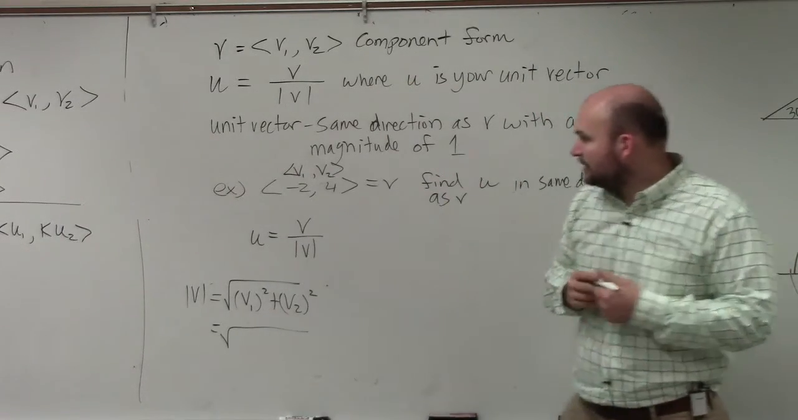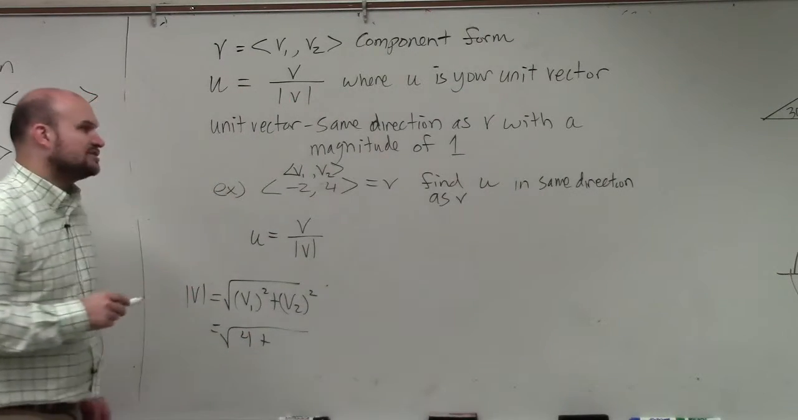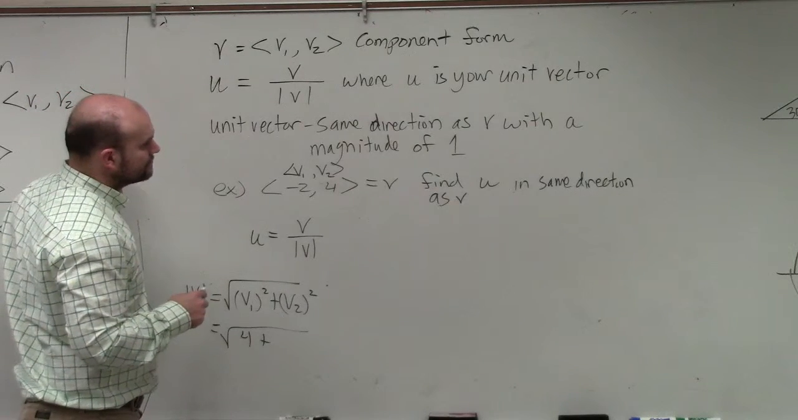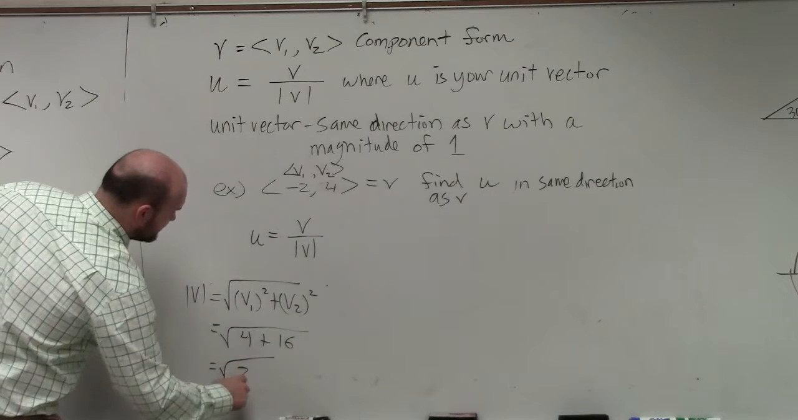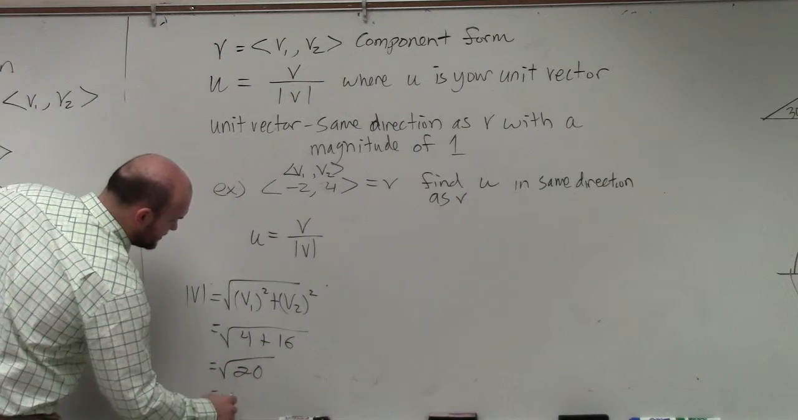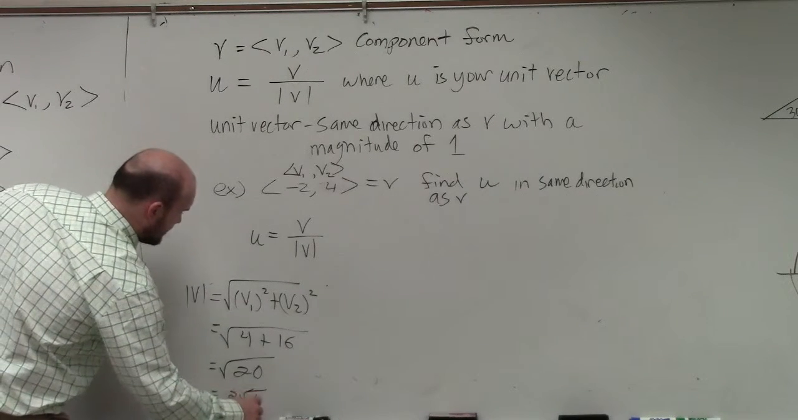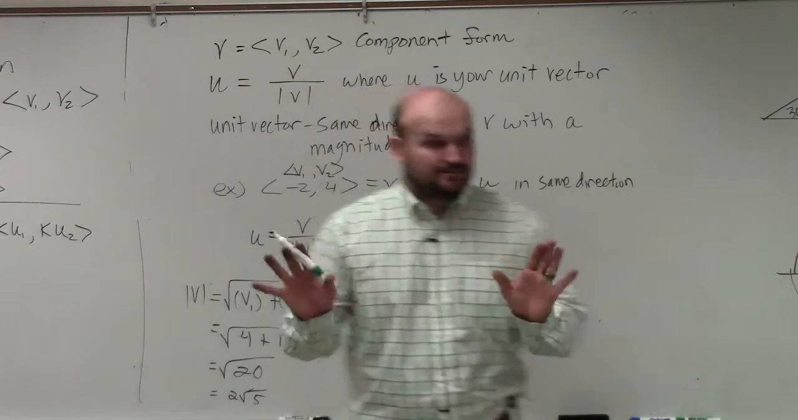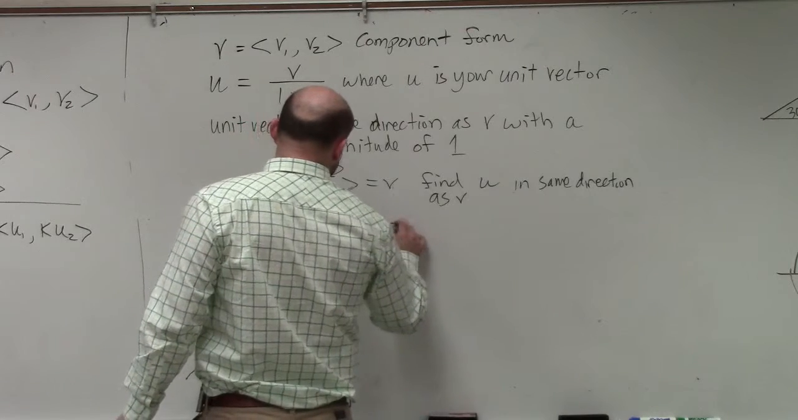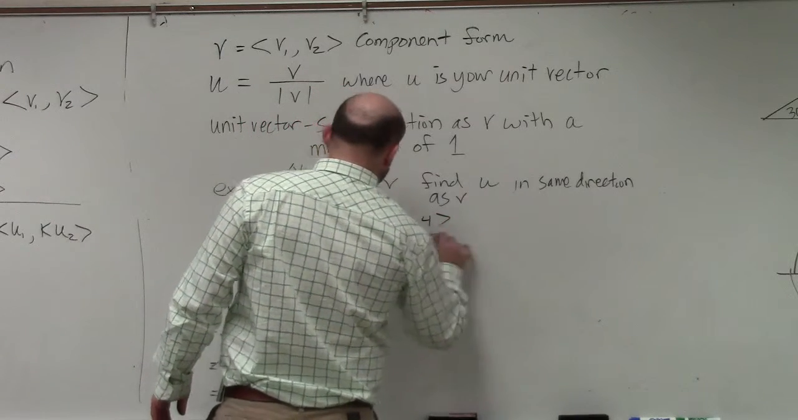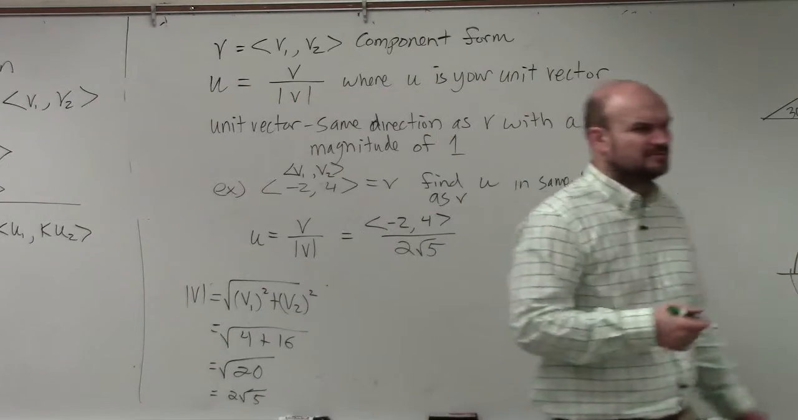So v1 squared is negative 2 squared, which is 4, plus v2 squared, which is 4 squared, which is 16. So that equals the square root of 20. And you can reduce the square root of 20 into square root of 4 times 5, which is 2 square root of 5. Would everybody agree with me? OK, so now I just take my vector v, which is negative 2, 4, divided by 2 square root of 5. Well, now what do you do?